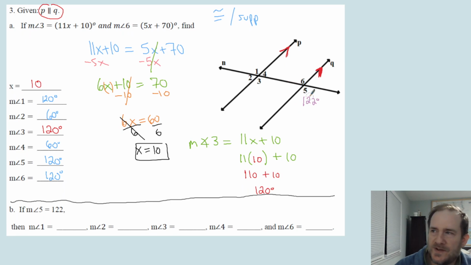But the idea is still the same. If this obtuse angle is 122, then this one has to also be 122, and this one has to be 122, and this one's 122. And we could prove all that.